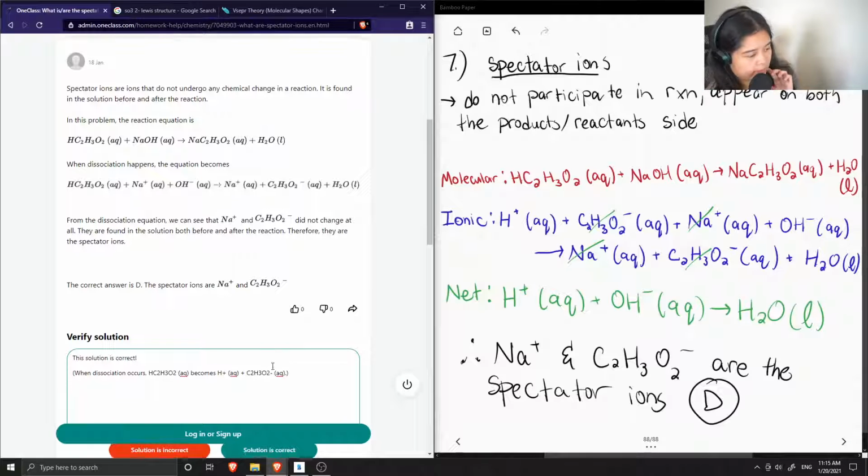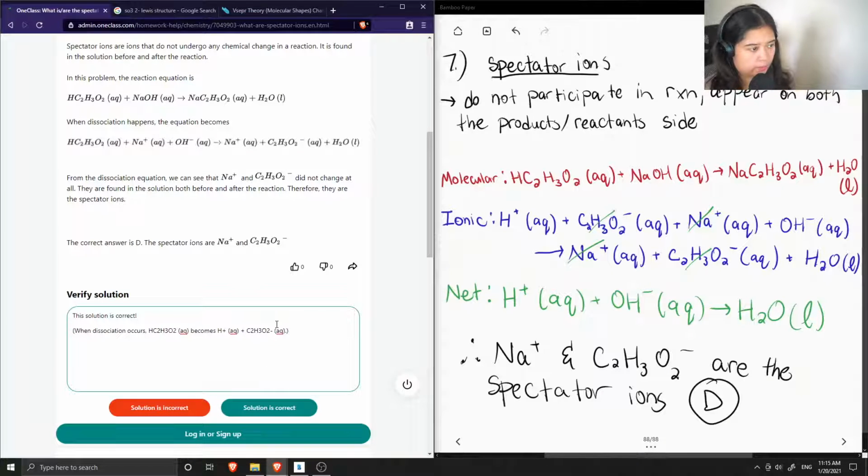Okay, so I think they meant to say that. But this solution is still correct.